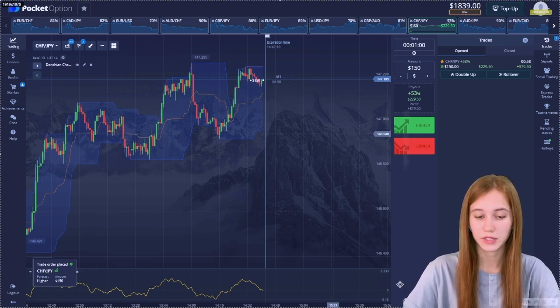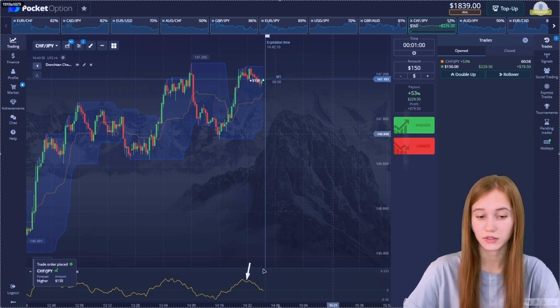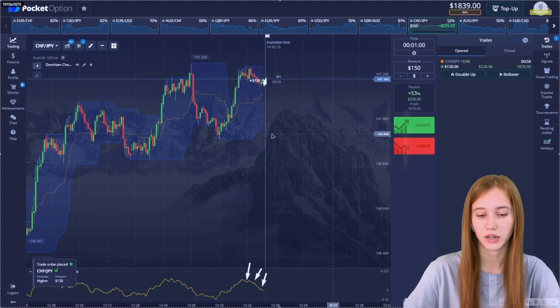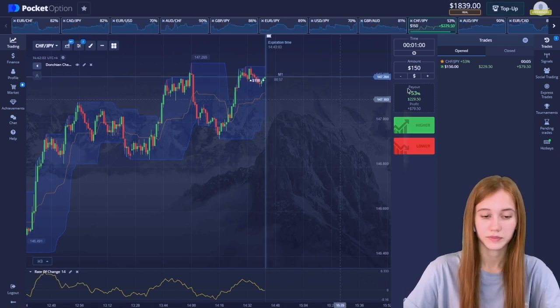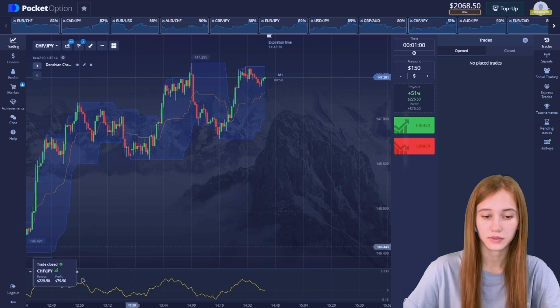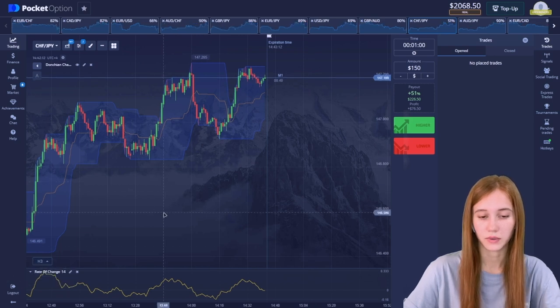Also, what we see from the second indicator, this is a decline, constant adjustments like here, here, and here. There have been 3 adjustments, and perhaps there will be another one and the market will fall. Let's take a look. 1 second. Great, good deal, profit $79, good.